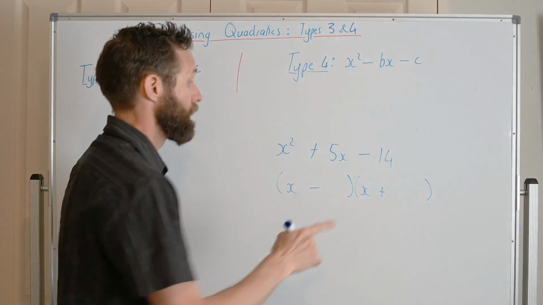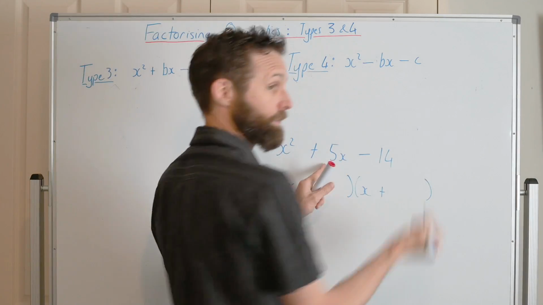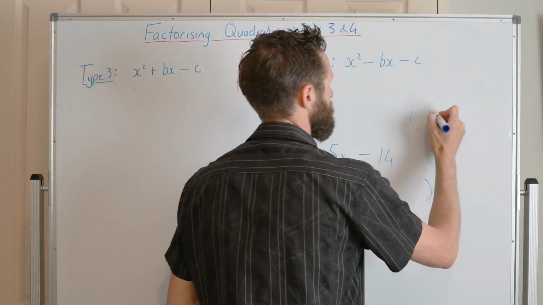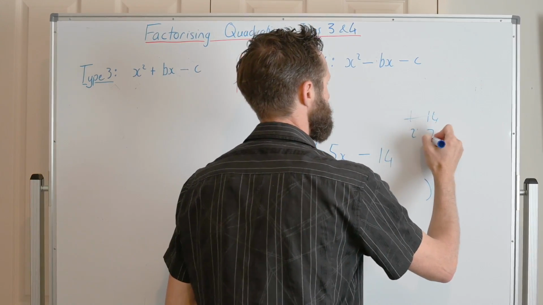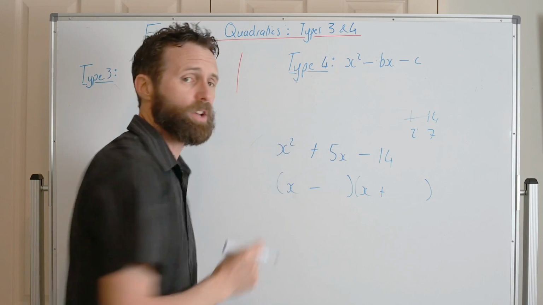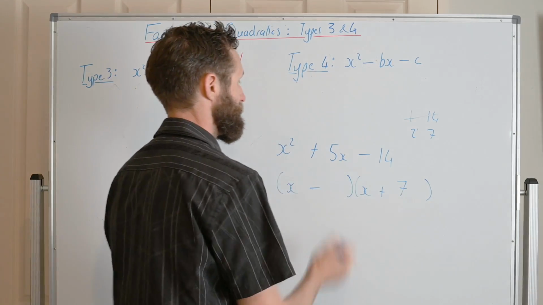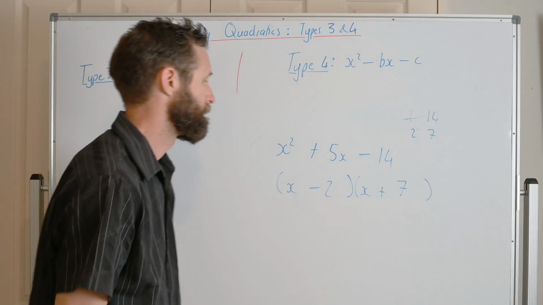Okay? Now, we look at our factors of 14. We need a difference between the factors of 5, right? Difference is 5. So obviously 1 and 14 are right out. 2 and 7 are our only other factors. And yeah, there's a difference of 5 there. Because we've got a positive 5 here, we know that the bigger number must be the positive one. So it's going to be a 7 and a minus 2.